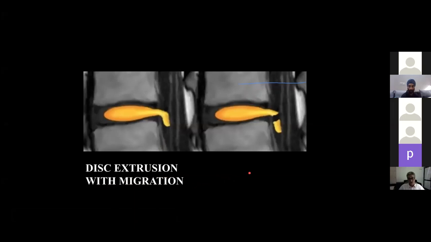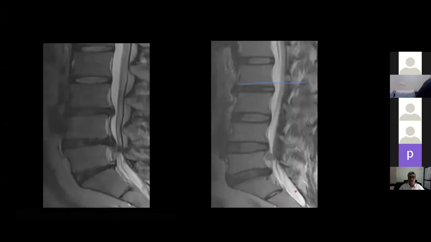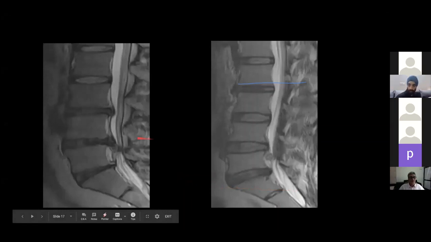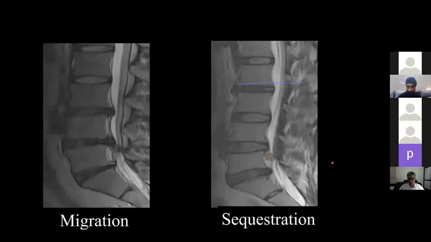But if the disc herniation or disc extrusion loses contact with the parent disc, it becomes a sequestration. As in this, it has lost the contact with the parent disc. Let us see examples. If the disc herniation is in contact with the parent disc, it's an extrusion with caudal migration. If the disc herniation loses contact with the parent disc, it is sequestration.